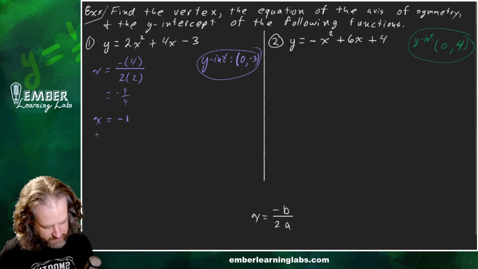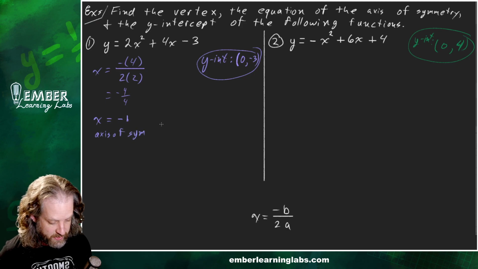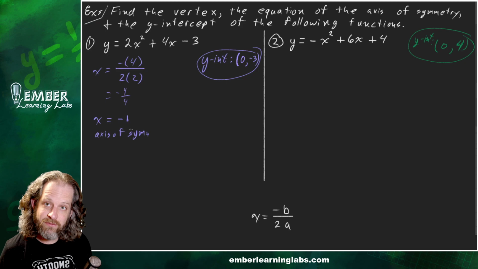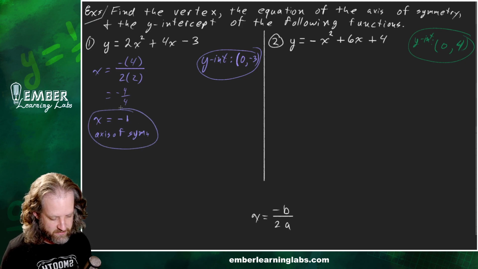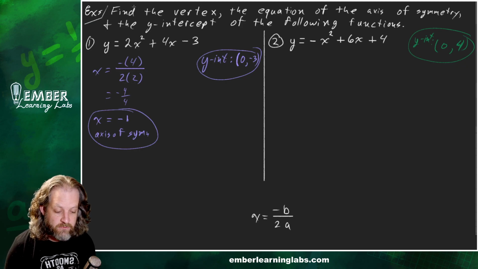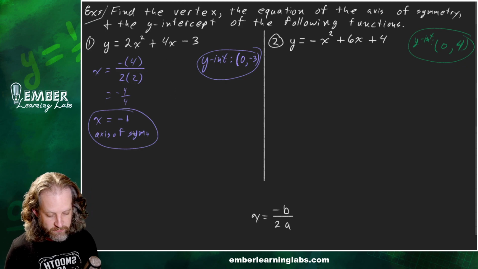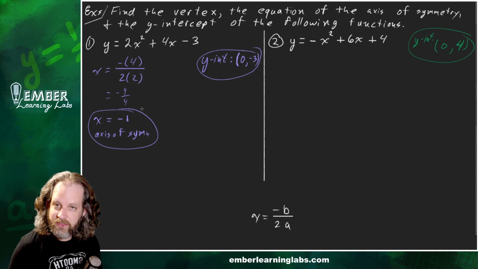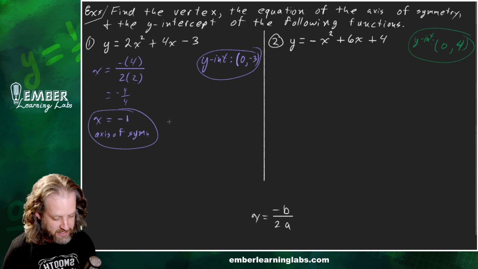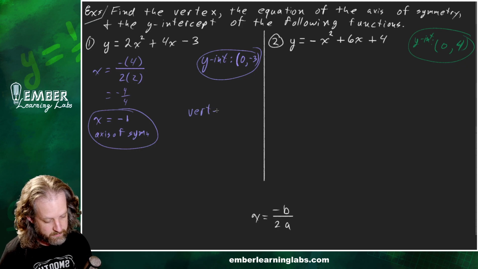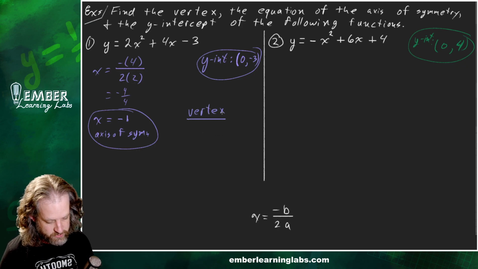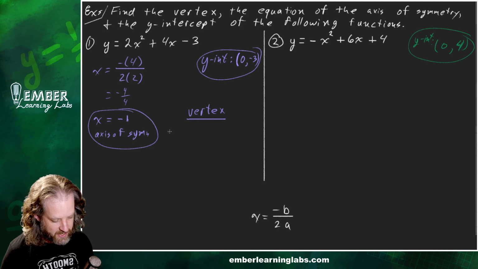This is the axis of symmetry. You notice that this is an equation, right? It's a vertical line at x equals negative 1. So that's easy peasy. Now to find the full vertex, we're just going to find f of the equation of the axis of symmetry part. So to finish and find the vertex, we're just going to find f of that.